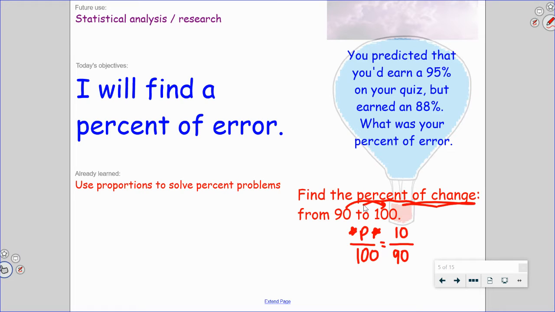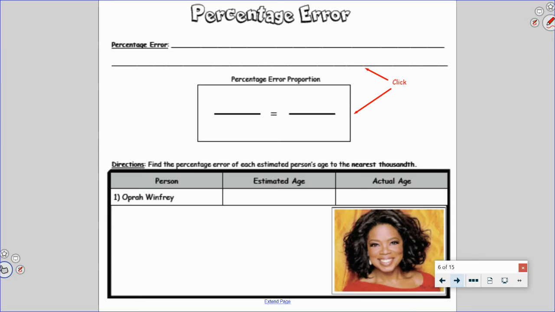For instance, let's say you guessed you'd get a 95%, you really get an 88%. Once again, we're looking for the percent. The only question is how to fill these pieces in. And you will continue to look at things in statistics, research, where it matters how far you're off. So that's our goal. Today's objective, I will find a percent of error.